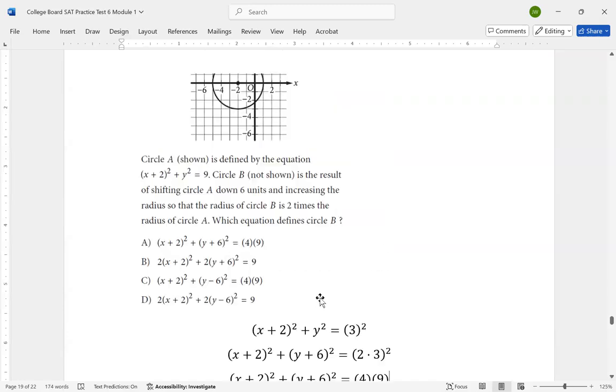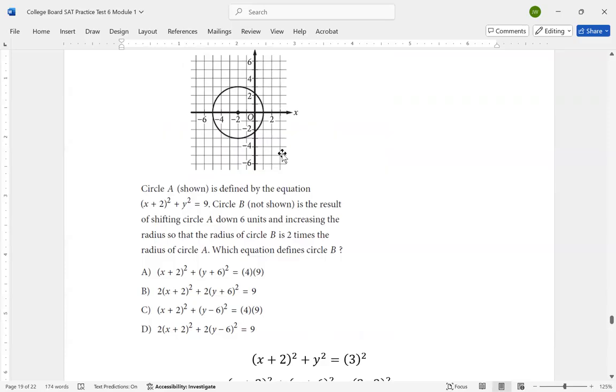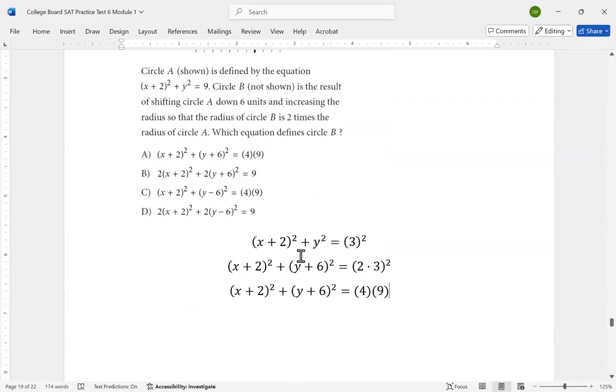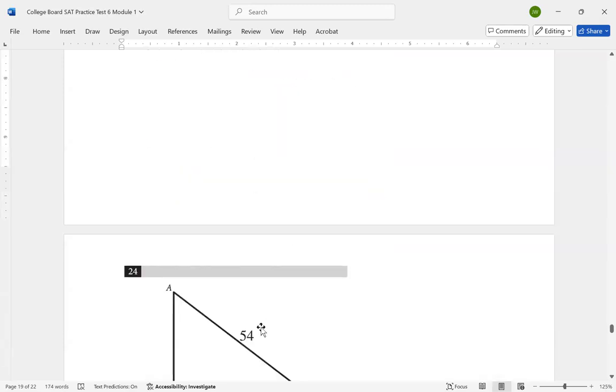And if there are ever any doubts, then you can just figure out some points on a circle and see if they plug in and give you a true statement. But a shift down is doing a plus to our y. A shift to the left is doing a plus to our x.